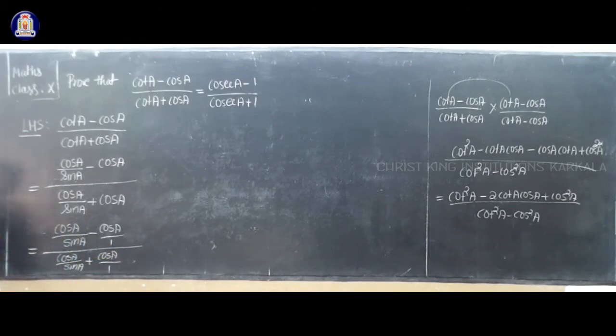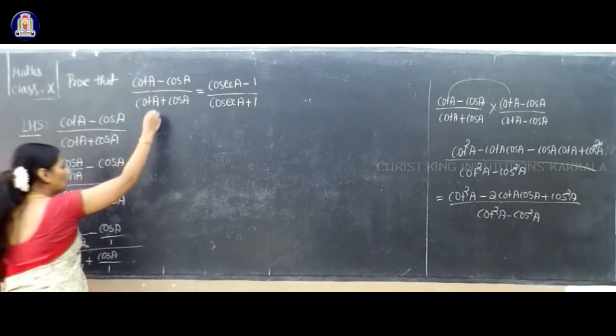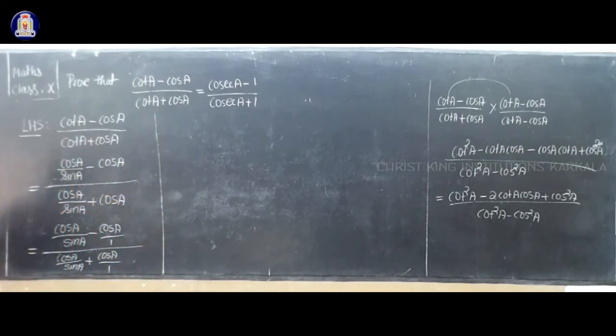Right? Now, if you take LCM, again it is complicated. What is the LCM? Sin A into 1 is sin A. Next is multiplication and all, so that is complicated. Instead of that, see here, cos A divided by sin A minus cos A divided by 1. So what is there outside here? We can take cos A as common from the numerator, right? So try to understand. Take cos A from the numerator.